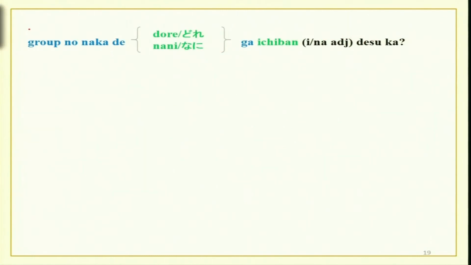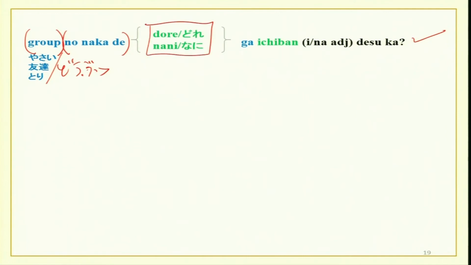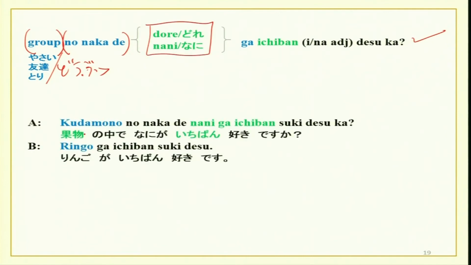Now, we are talking about groups. What do you mean by group? Group is, for example, words like yasai is a group, vegetables, tomodachi within that group of friends, tori within that group of birds, or you could have doubutsu within the group of animals. So, a certain group no naka de, within that group, dore or nani ga ichiban, whatever the adjective, desu ka. So, you will only use dore and nani. Now, you can practice with these examples over here.